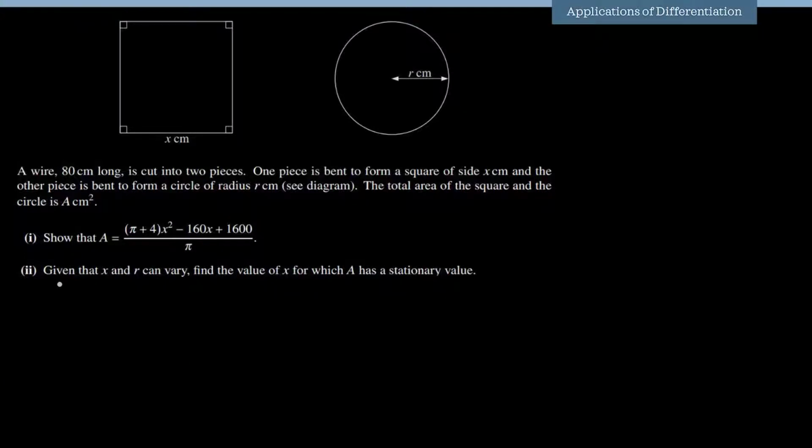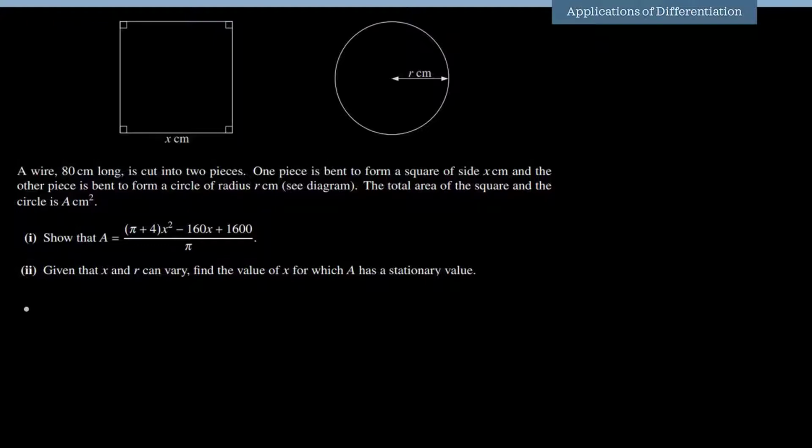In part 2, it is told that given that x and r can vary, find the value of x for which A has a stationary value. So I need to find the value of x for which A has a stationary value, and it is told that x can vary. So I can find dA upon dx, and the value for which A has a stationary value, dA upon dx, is going to be equal to 0. I already have an equation of A in terms of x, so I'll differentiate this equation.